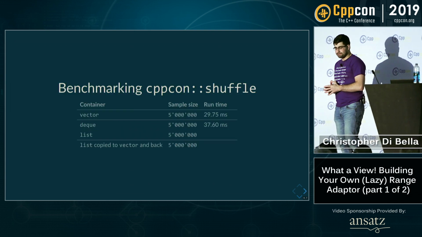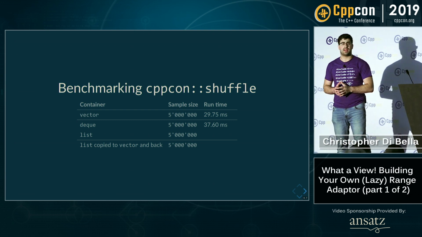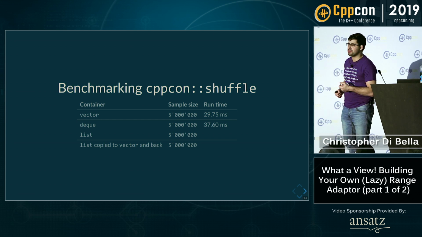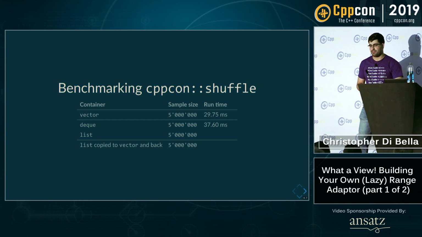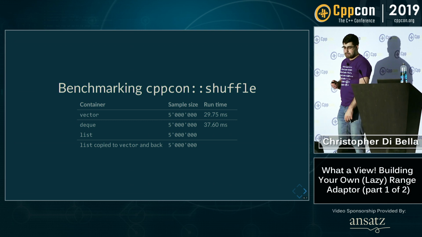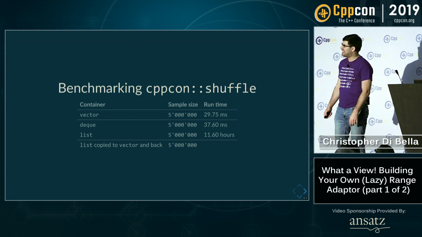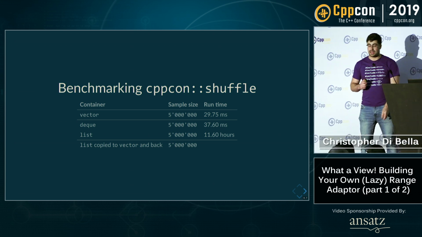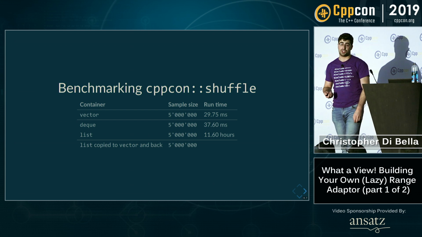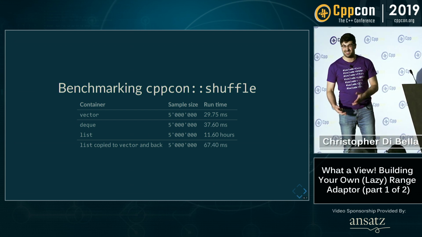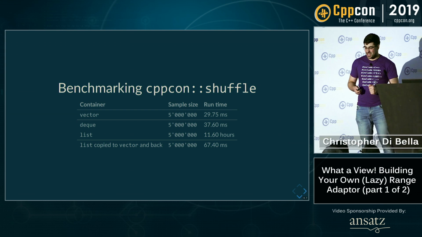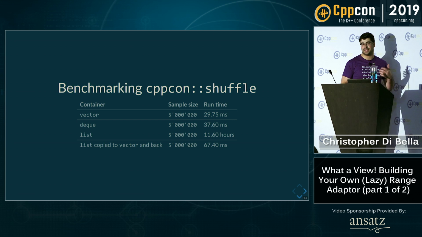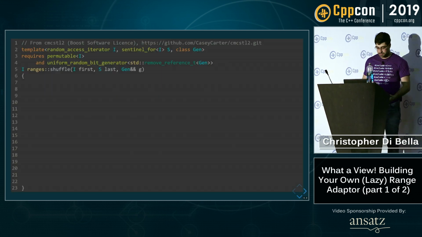Okay, so I benchmarked it, and I used 5 million cards in my deck. For a vector, it's roughly 30 milliseconds. For a deque, it's roughly 38 milliseconds. For a list, it's about 11.5 hours. And if I copy my list to a vector, shuffle it, then copy it back, it's about 70 milliseconds. So this shuffle algorithm, although it works for bidirectional ranges, isn't exactly the best implementation.